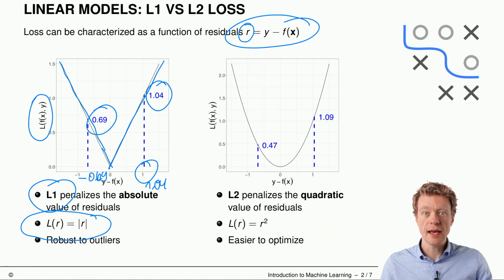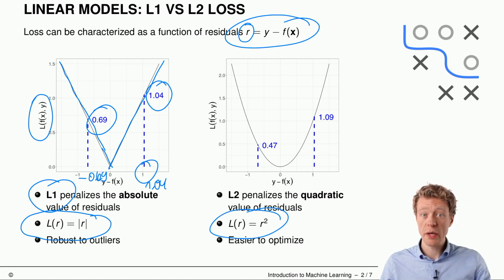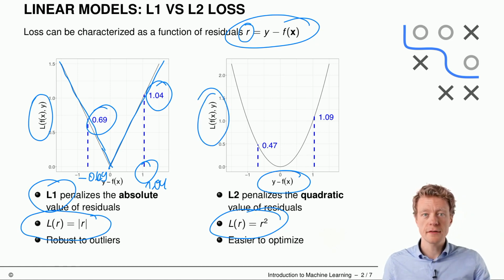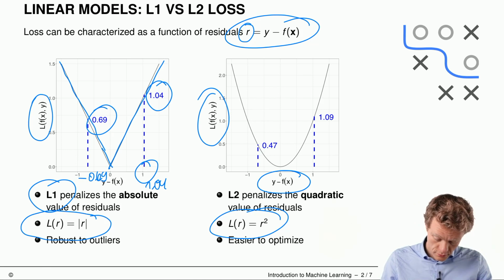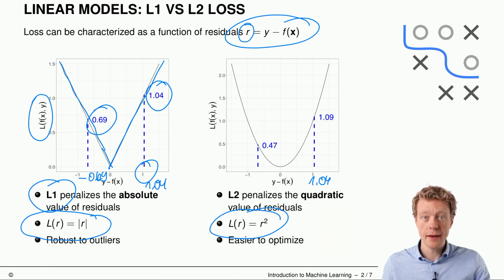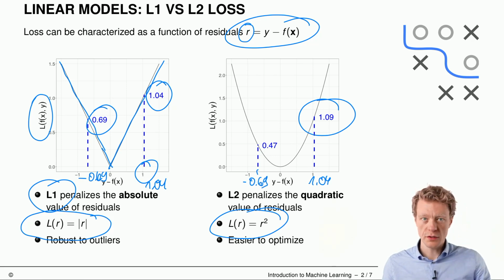On the right-hand side, we have the quadratic loss, also called L2 loss, where we just square the residuals. This means, again, same type of plot. On the x-axis, just the residual. If we start here with 1.04 as well on the x-axis, then the L2 loss will be 1.09, which is the square of 1.04. And if we start here with minus 0.69 as well, then the loss will be the square of this, which is 0.47. And then we have this parabolic function.